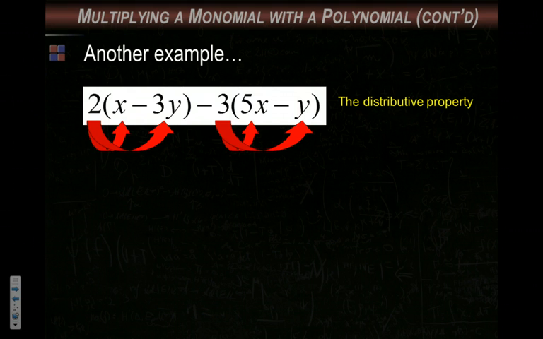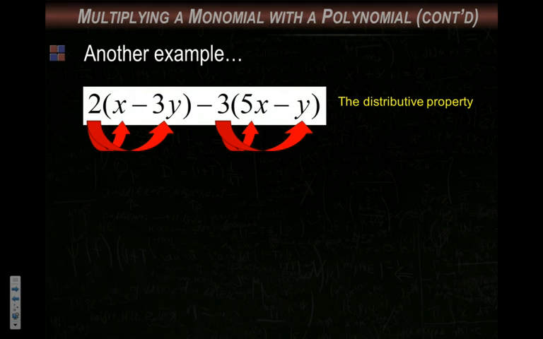What's 2 times x? 2x. What's 2 times negative 3y? 6y. Right. What's negative 3 times 5x? Negative 15x. Watch this one. What's negative 3 times negative y? Say the sign.